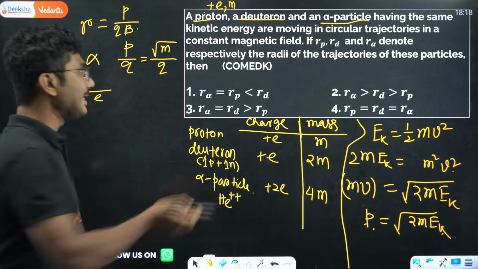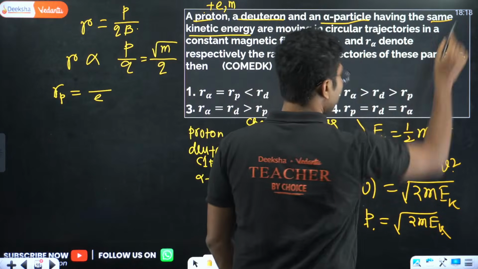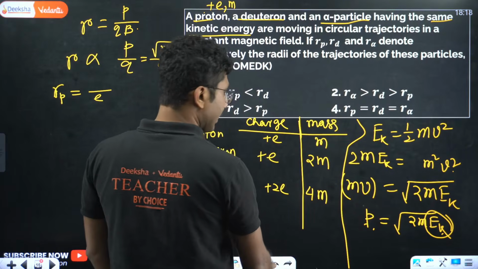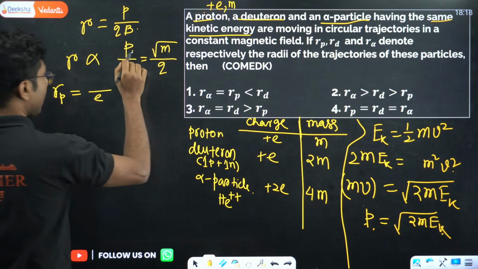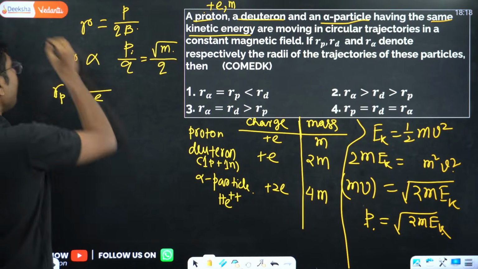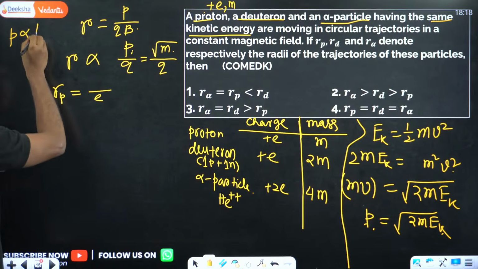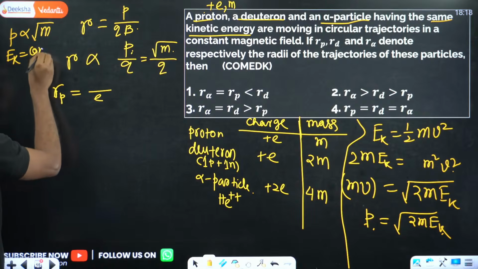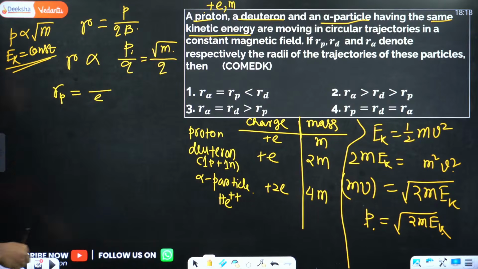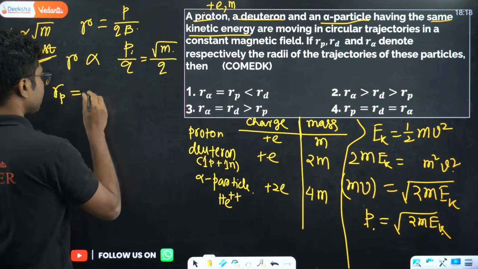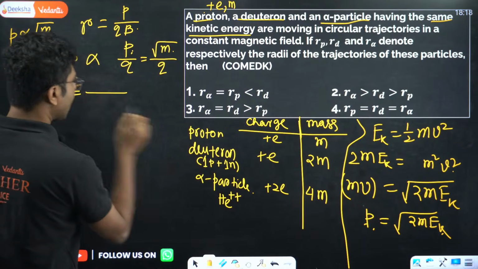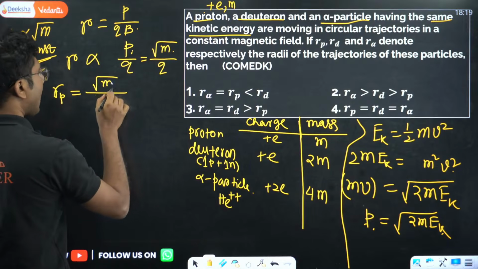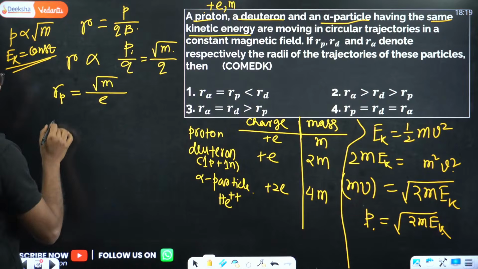Kinetic energy is same, so Ek is same, and the 2 is constant anyway. So that means we can write this as proportional to root m. Momentum is proportional to square root of m when kinetic energy is constant. So now we will write it here. In division we have the charge of a proton e, and the mass m, square root of m, into some constant. That constant we are assuming 1.